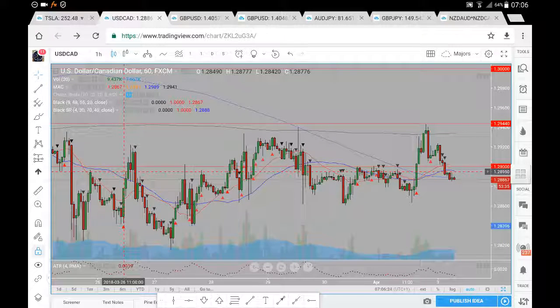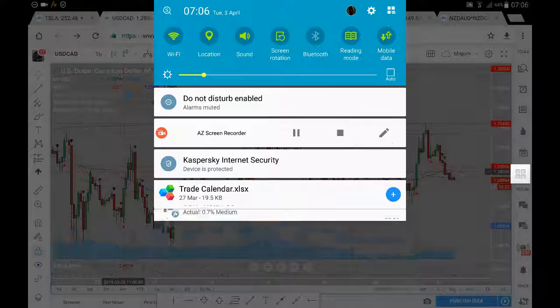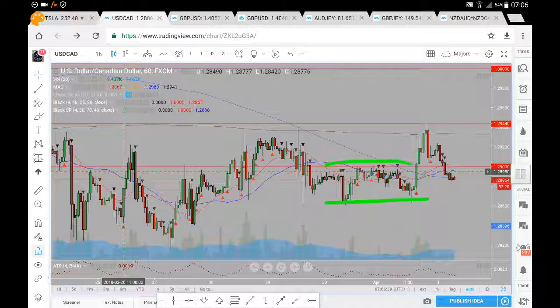So this is US dollar CAD analysis for Tuesday, the 3rd of April. Now, let's just have a look at where prices and where prices may likely go. So, previously, we were in this somewhat consolidative range here on the US dollar CAD.